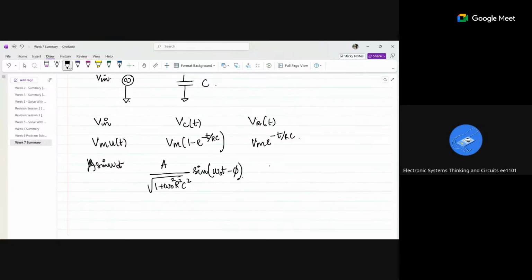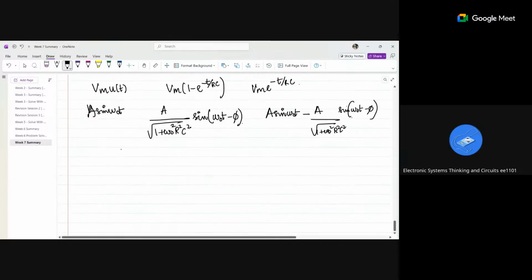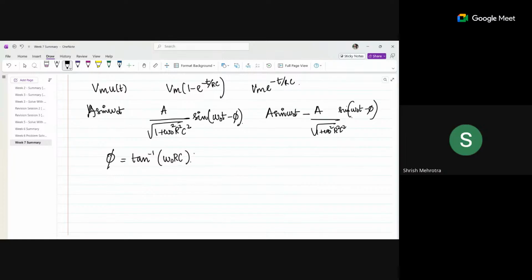Yes. Here B of t is nothing but A sine omega naught t minus A by root of 1 plus omega naught square R square C square sine of omega naught t minus phi. This is the equation when a sine wave is given. Also, ma'am, for some reason there is phi. Is there no such case like initial condition Vc of 0 equals 0? No, that will make the circuit more complicated, no? Okay, ma'am.